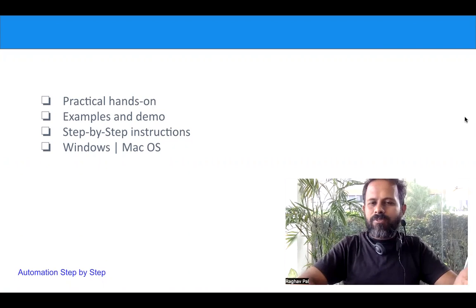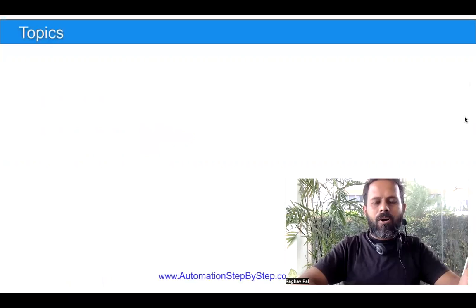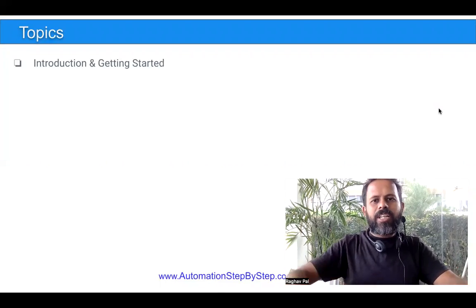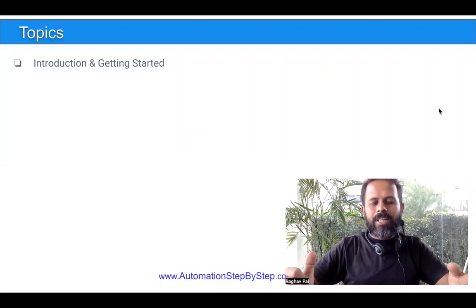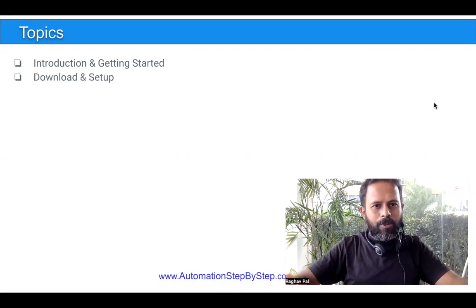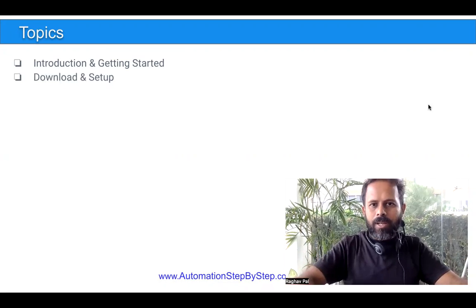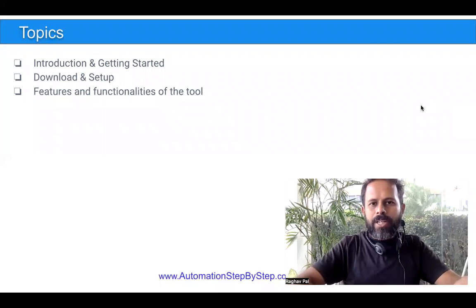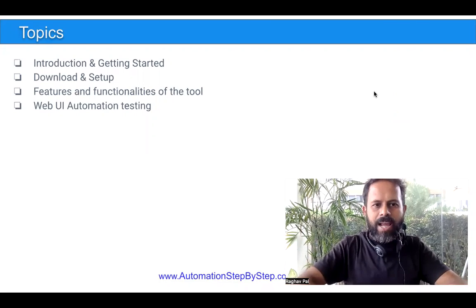So just to give you a very quick recap on what we have covered in the earlier masterclass. We started with Katalon Studio. We looked at what is the platform, why do we use it, and then we started with download and setup. We got the platform, we downloaded it on Windows and Mac operating system. We looked at the features and functionalities and the GUI of the tool. We looked at different parts of the platform.